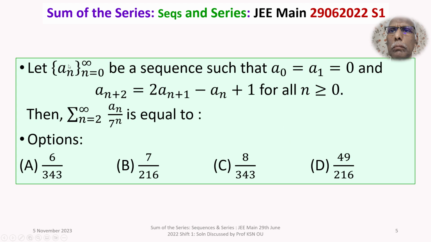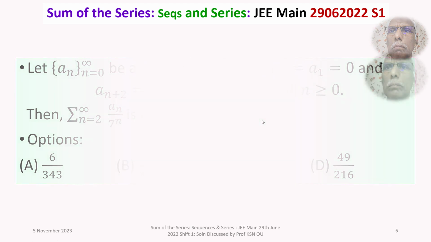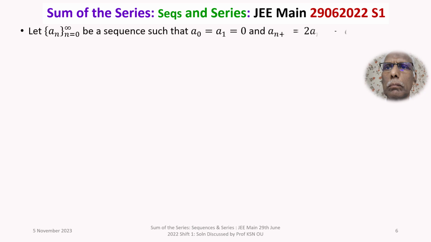We are given a sequence, n equal to 0 to infinity, whose first two terms, a0 and a1, are each equal to 0. The other elements of the sequence are given by this recurrence relation: a_(n+2) is equal to 2 times a_(n+1) minus a_n plus 1, for all n greater than or equal to 0. Then we are required to find sigma n equal to 2 to infinity of a_n by 7 to the power n, the sum of this series. We will now discuss the solution of the problem in detail.